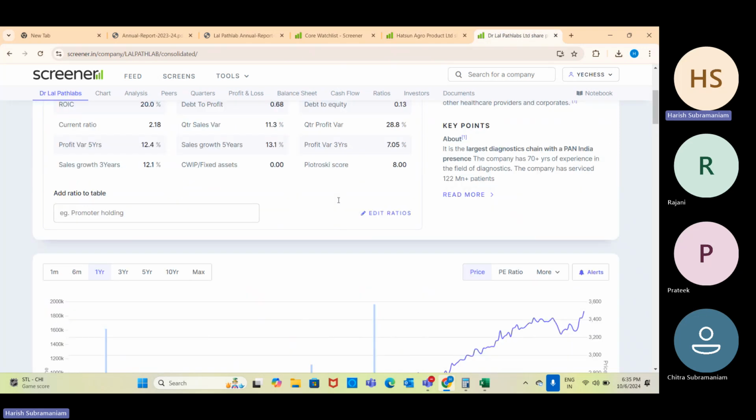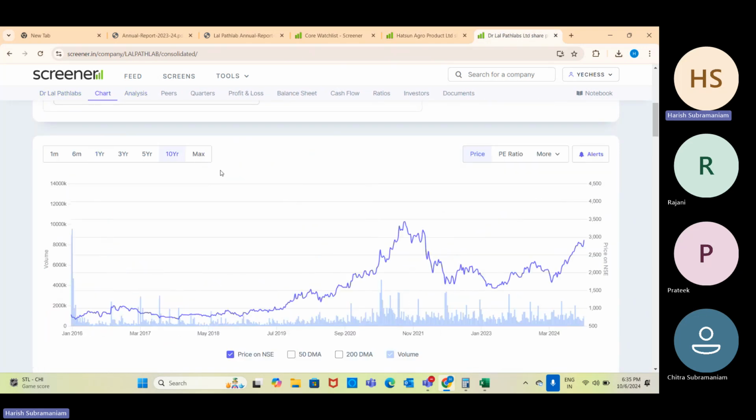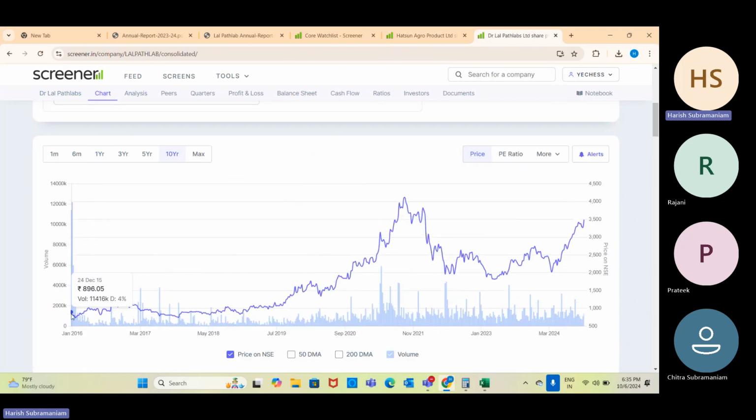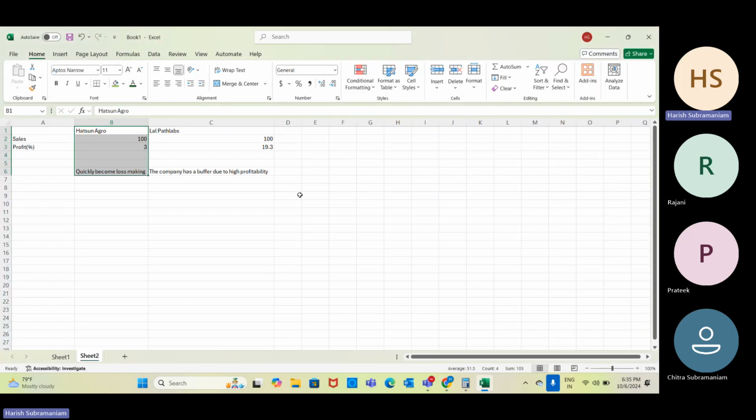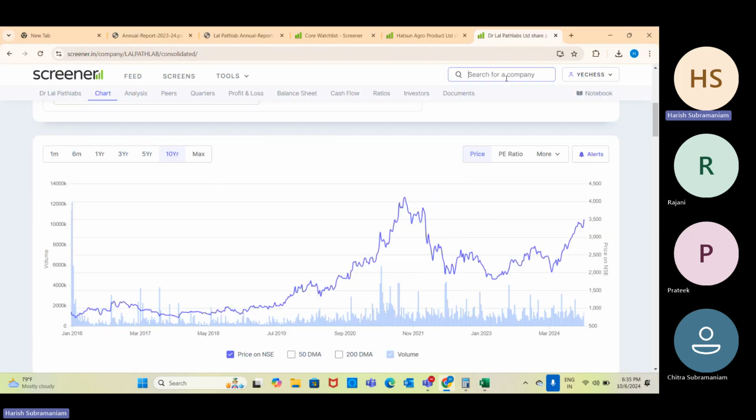Whereas Lal PathLab, if we look at the Lal PathLab share, it doesn't exist for 10 years. It only exists for some 7, 8 years. If something negative happens to Lal PathLab, the company will not go into losses so quickly. So generally, we should be more comfortable with a company which has a higher profit margin, right?